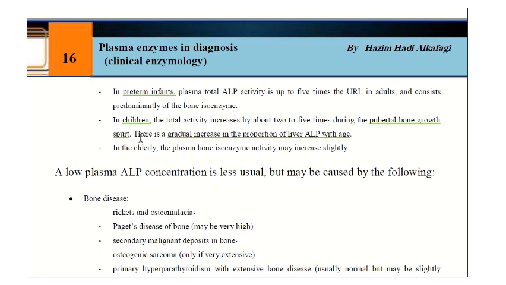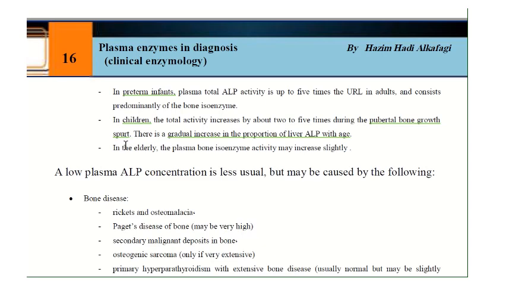In children the total activity increases by about 2 to 5 times during the pubertal bone growth spurt. إذن في الأطفال total activity تزيد by about 2 to 5 times. طبعا لأنه الأطفال عندهم نمو في العظام فتصير عندهم هاي الزيادة during the pubertal bone growth spurt.